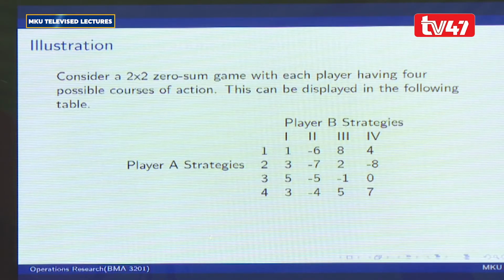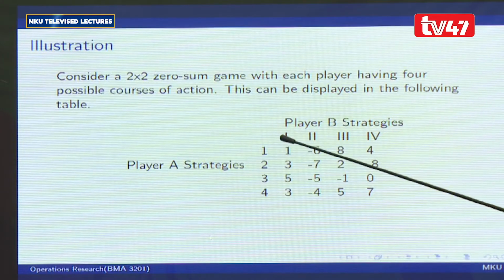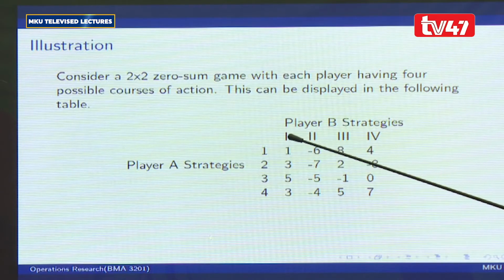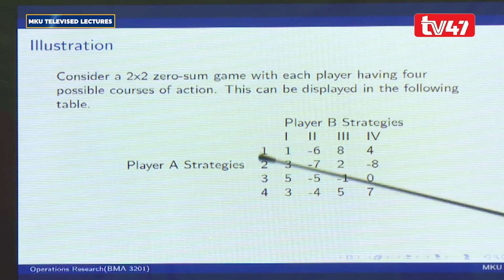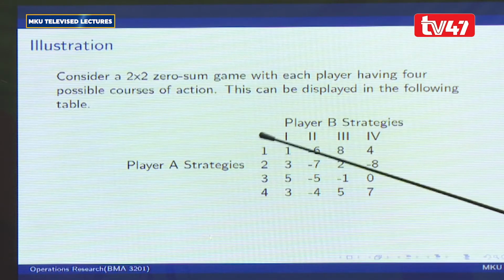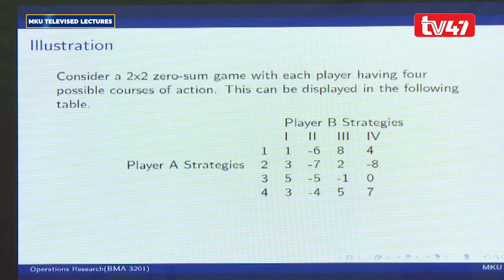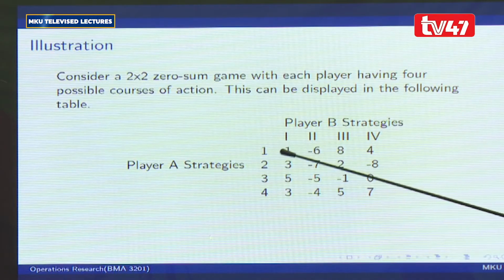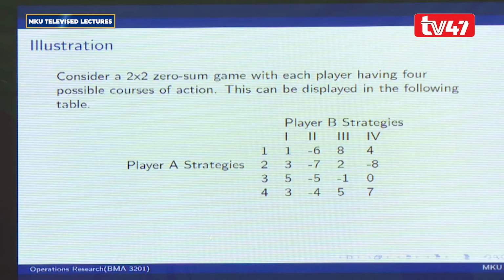We have the opponent, player B. Player B will have strategies Roman 1, Roman 2, Roman 3, and Roman 4. This is a 2 by 2. Why? We have two players in the game. It's a zero-sum game because we are assuming that if player A gains 1, player B loses 1. That is 1 plus minus 1, which is 0. And that is the basic assumption for us to be able to solve this game.